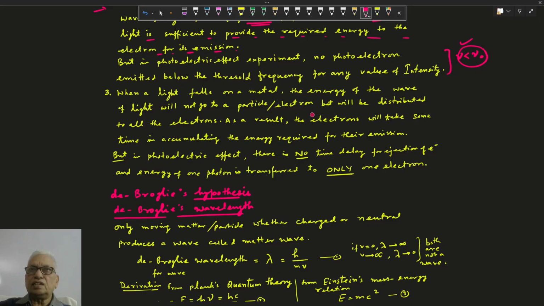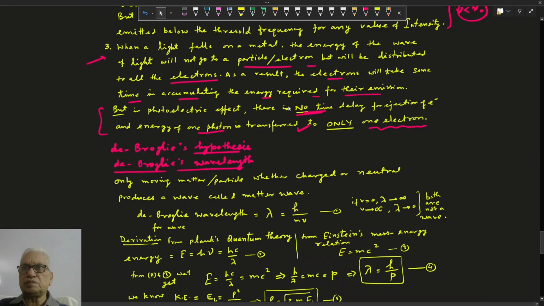Now 3. When light falls on a metal, the energy of the wave of light will not go to a particle of electron, but will be distributed to all electrons. As a result, the electron will take some time to accelerate, to accumulate the energy required. But in the photoelectric effect, there is no time delay. Immediate ejection of photoelectrons, and only one photon ejects, that energy is transferred to only one electron, not to all. So this way, wave theory cannot explain the particle nature.